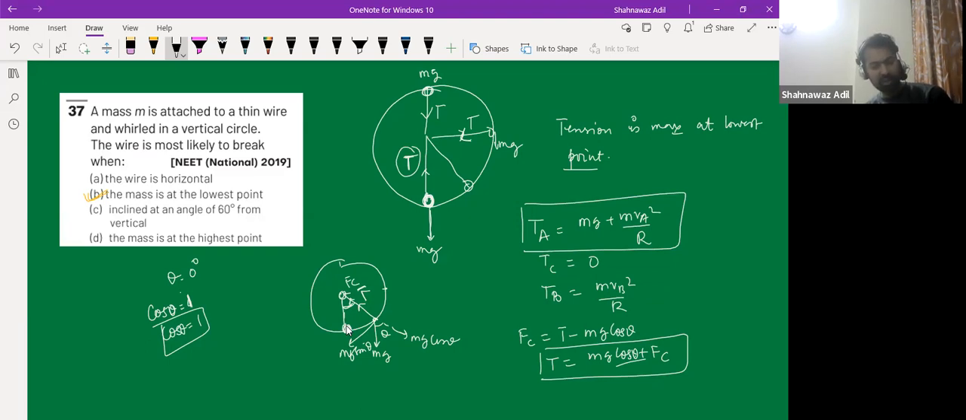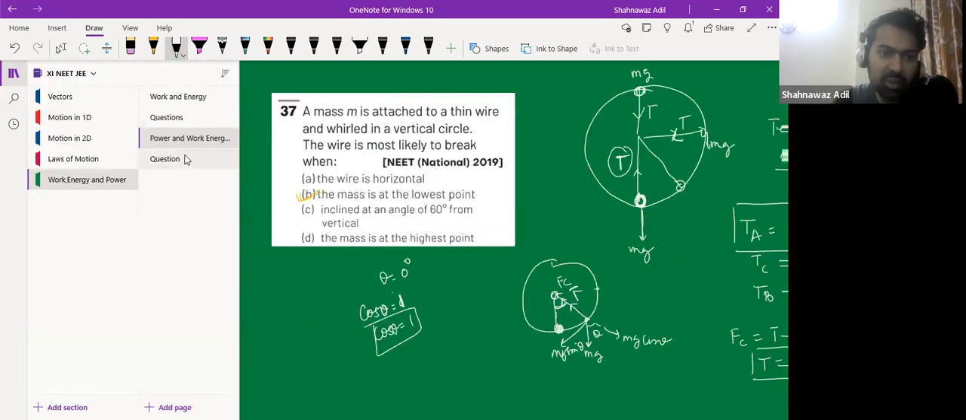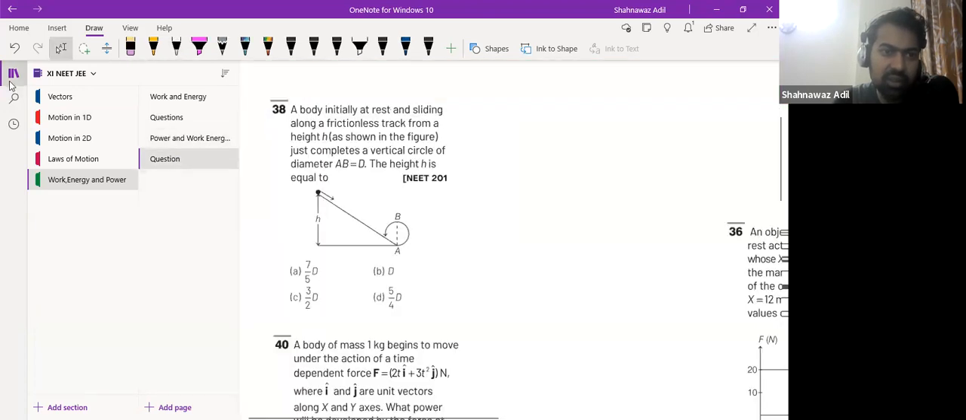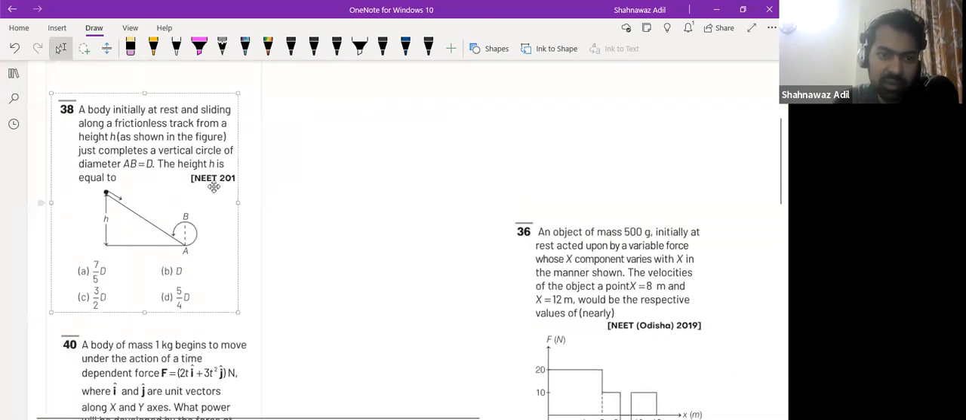Done. Okay, Rishita, what about noted? Yes, sir. Okay, so now let us do the last question on vertical circle, and then we'll move on to the next topic. This one is the last question.